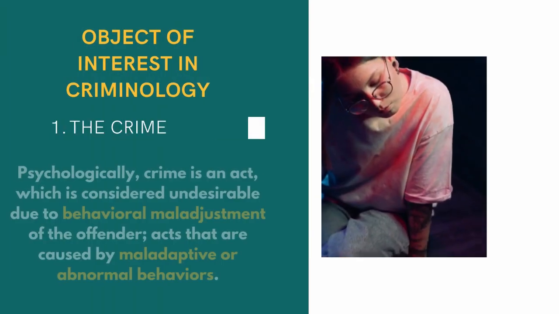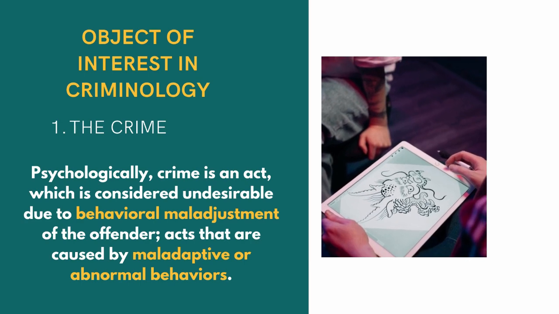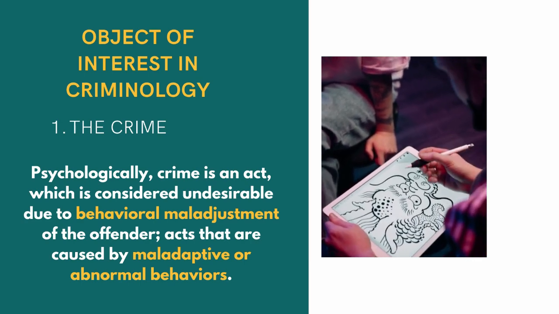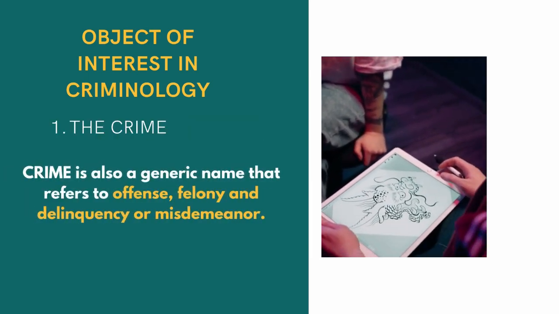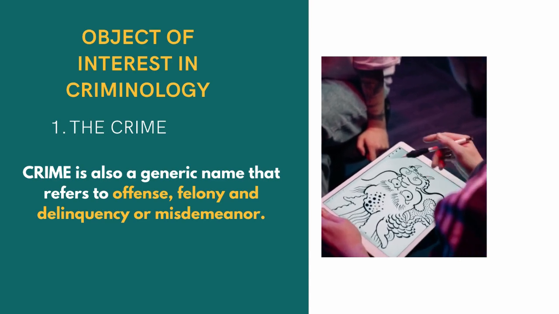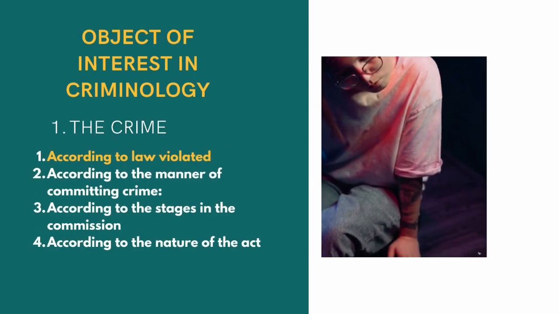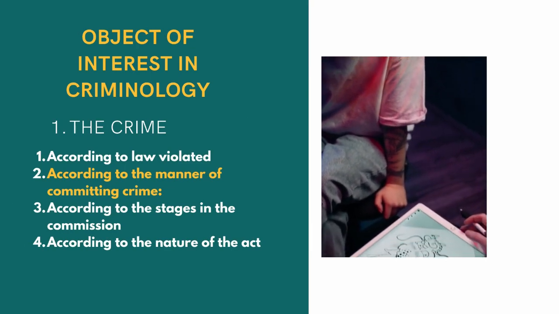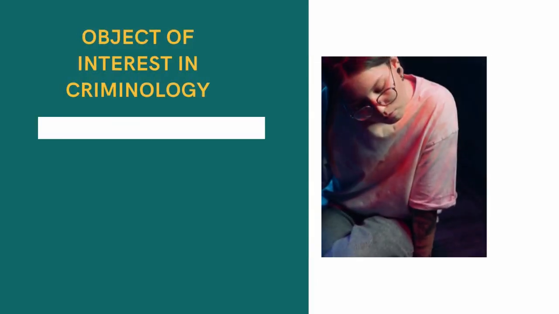Psychologically, crime is an act which is considered undesirable due to behavioral maladjustment of the offender, acts that are caused by maladaptive or abnormal behaviors. While this definition depicts what crime is, crime is also a generic name that refers to offense, felony and delinquency or misdemeanor. Each of these classifications will be discussed as follows. 1. According to law violated. 2. According to the manner of committing crime. 3. According to the stages in the commission. 4. According to the nature of the act.